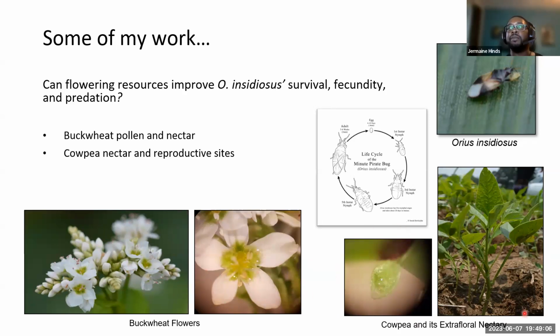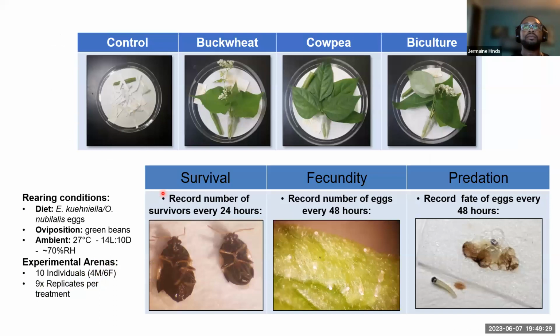Cowpea is another type of cover crop that I wanted to use. Since their flowers take around 90 days to bloom, I was more interested in these extrafloral nectaries. So at the base of their leaves right here, they have these little glands that produce nectar. And these are very beneficial for pollinators, predatory insects, and things like that.